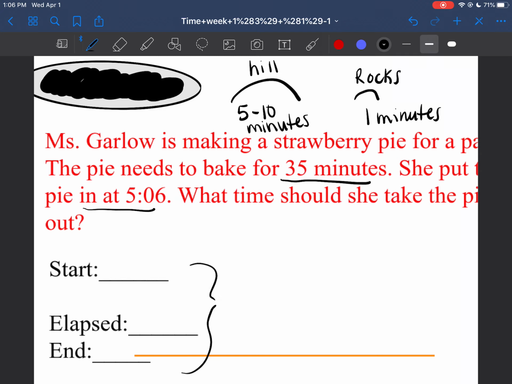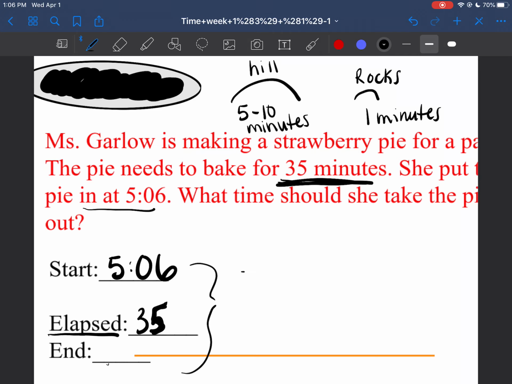So Miss Garlow is making a pie for a party. The pie needs to bake for 35 minutes. She puts the pie in at 5:06. So what time does Miss Garlow put the pie in? 5:06. 5:06 is our start time. What time should she take the pie out? So we don't know our end time, but we do know the elapsed time today. We know that the pie needs to bake for 35 minutes. So 35 is our elapsed time. We need to figure out what time Miss Garlow needs to take that pie out.